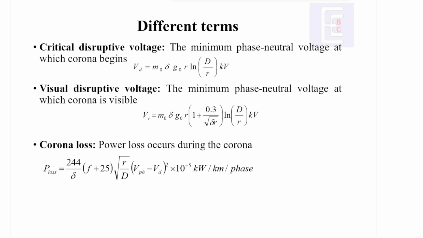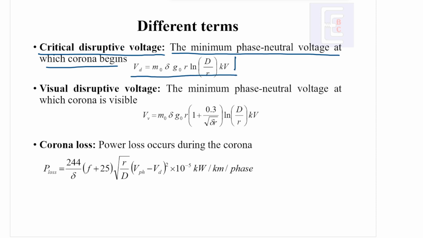So, we start with different terms. First, the first term is called critical disruptive voltage. What is the definition? The minimum phase to neutral voltage at which corona begins. Mathematically it is given by this formula. So what is the definition? The minimum phase to neutral voltage at which corona begins.